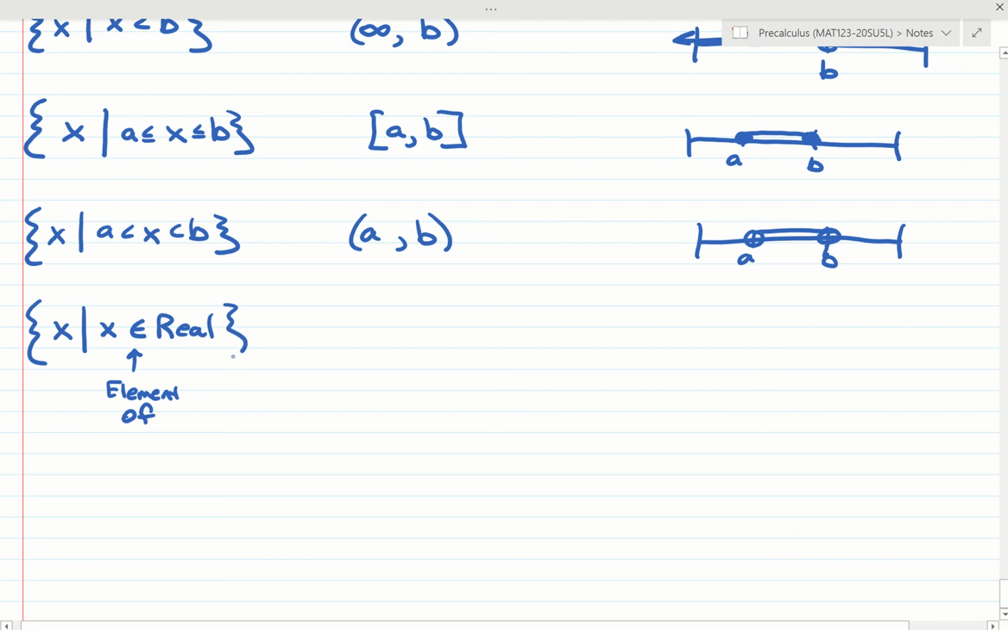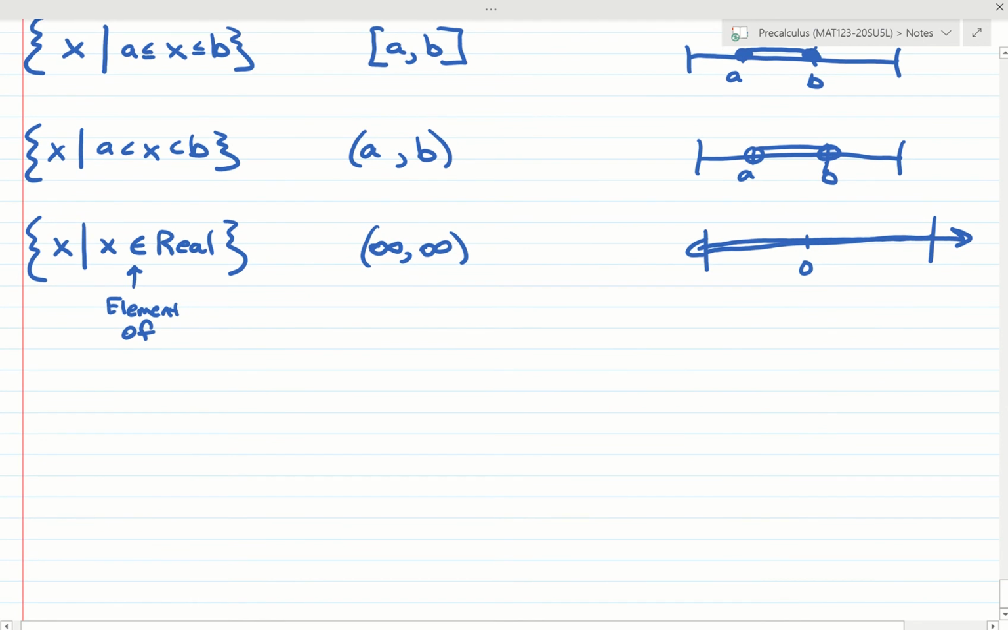And in this case, that just means x is a real number. So how do we graph x as any real number? Well, on a number line, that would just cover every single number on a number line, right? So the left side is infinity, the right side is infinity, and we can't include infinity, so that's how you would write that.